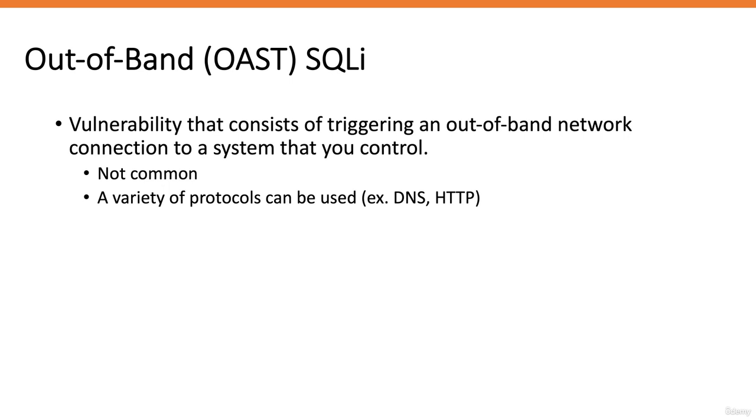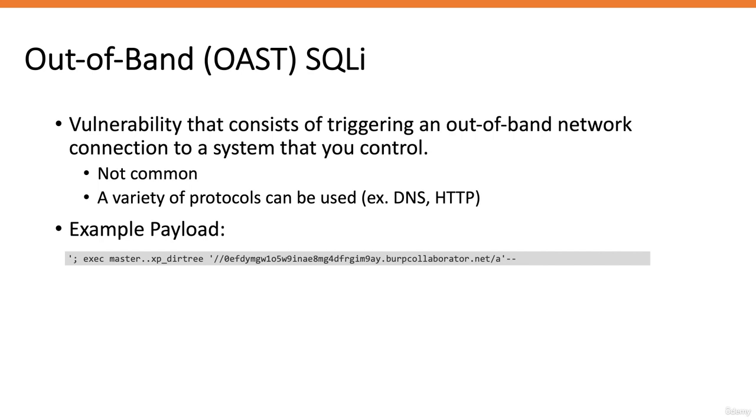Now, to exploit this vulnerability, you could use a variety of protocols, but you'll see that the most commonly used ones are DNS and HTTP. And one that we will look at in the videos, it's in the Web Security Academy. So in the upcoming videos where we gain hands-on experience doing this, is this example over here, where you exploit the vulnerability by using the xp_dirtree stored procedure in MS SQL to perform a lookup of this domain over here. So this domain was generated using Burp Collaborator, and so you own it.